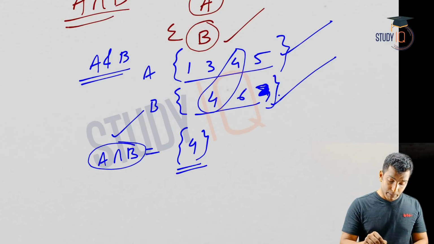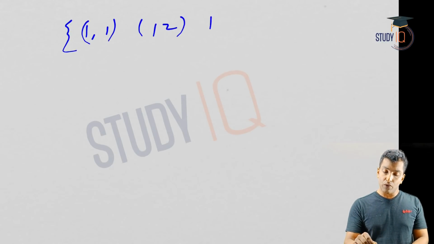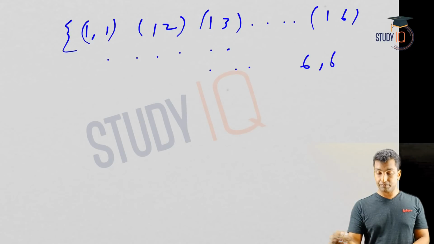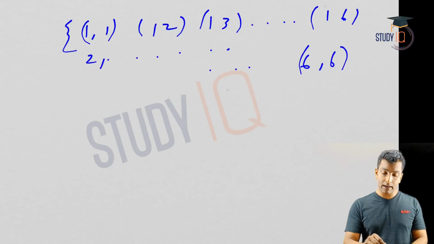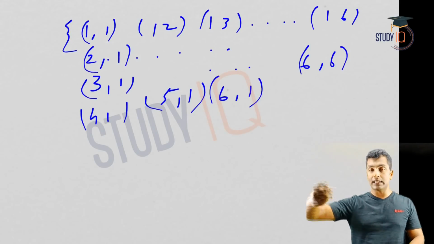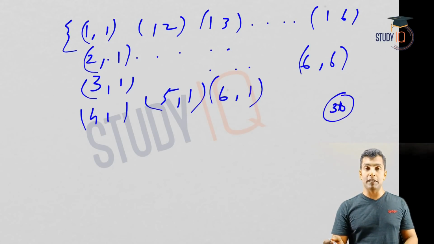Or let's take one more example. You are rolling 2 dice. You know all the possible outcomes: 1,1, 1,2, 1,3, etc., up to 1,6, then 2,1, 3,1, 4,1, 5,1, 6,1, then 6,2, 6,3, 6,4 up to finally 6,6. So we have seen there are 36 elements in the sample space.